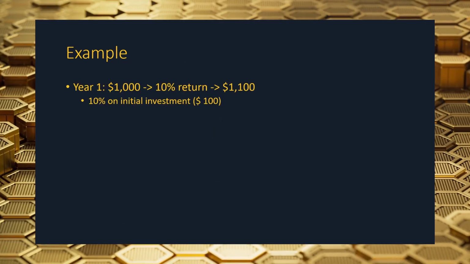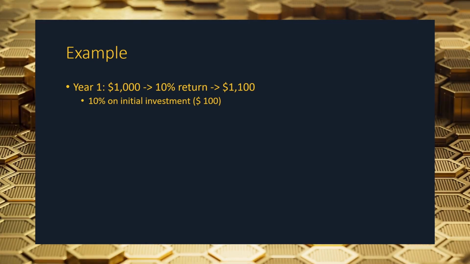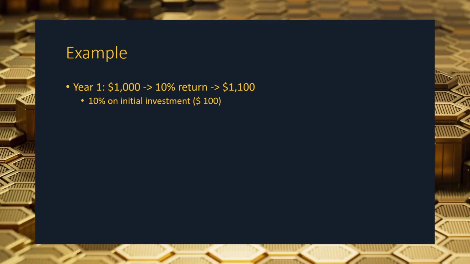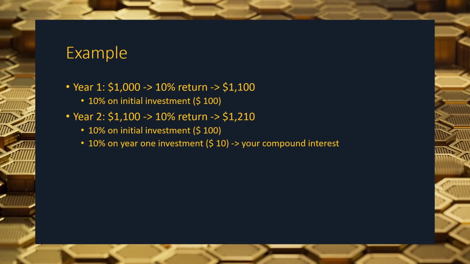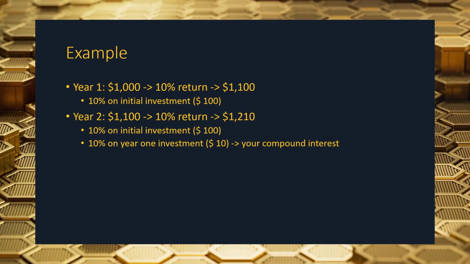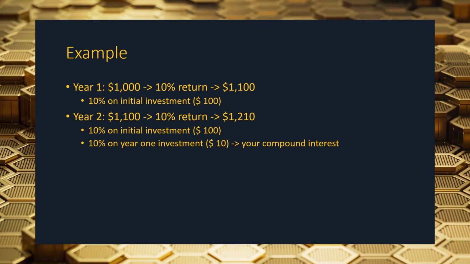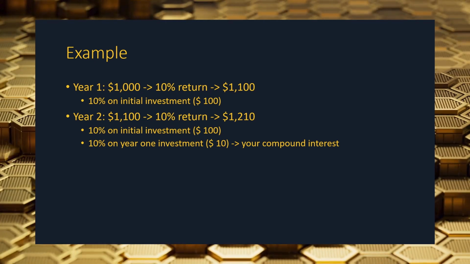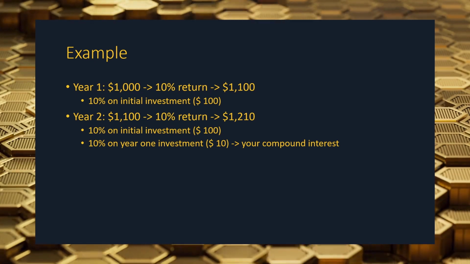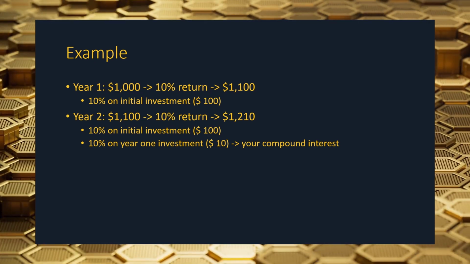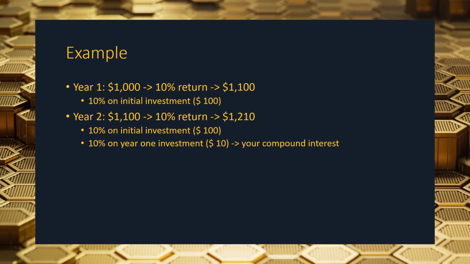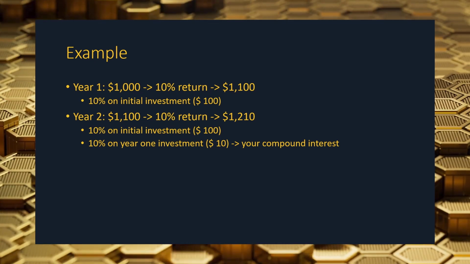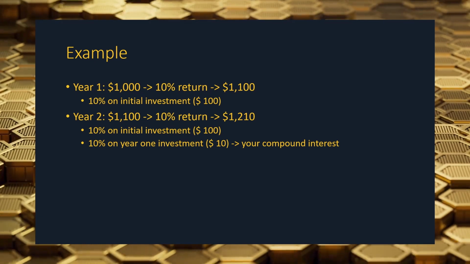If you have $1,000 and your return in year 1 is 10%, then you have $1,100. If you make another 10% in year 2, then you have $1,210 in total. In the second year, you do not only make 10% on your initial investment as a return, but also 10% of the $100 return you had in year 1, which is another $10.